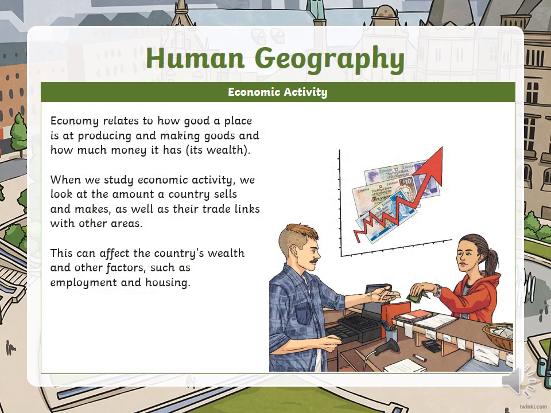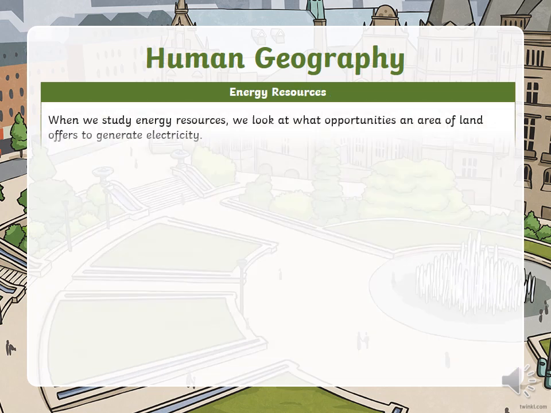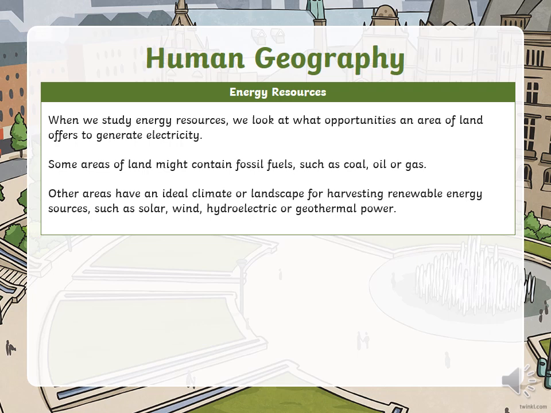Human geography also covers something called economic activity. So the economy relates to how much money a country is making, its wealth, and you'd study that because you may be thinking, well, why are some countries richer than others? And part of that is to do with economic activity, but also it's to do with things like its energy resources. So energy resources is sort of the raw materials, the things that countries have that they can sell. So lots of countries have discovered oil underneath the ground in their country, and that's made their country very rich because oil is a very valuable resource.